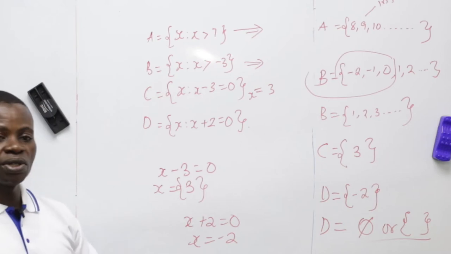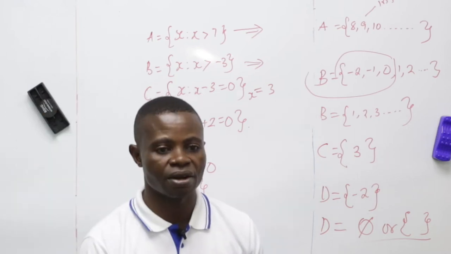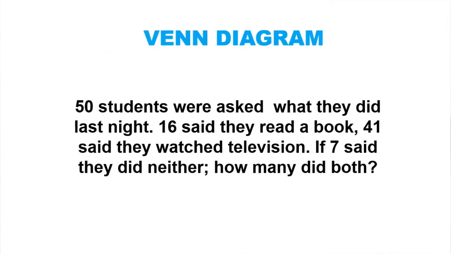So let us go into the main thing now, the Venn diagram. Look at it. First of all, 2x2 set theory, or 2x2 Venn diagram. How do we know a Venn diagram that is 2x2? Look at the way you can identify that a given question is 2x2.